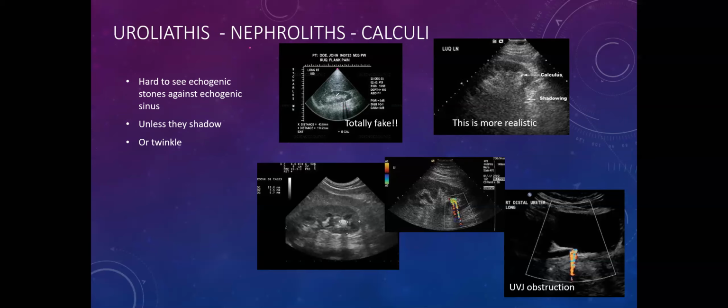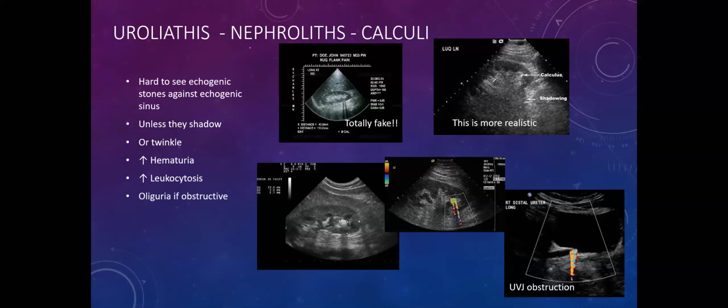And most stones, not all, but most stones are going to be found in the sinus, the echogenic portion. So hard to see unless they shadow or twinkle. Increased hematuria, increased leukocytosis, oliguria if obstructive. So this is a realistic image. And even that, yeah, okay, that's probably the stone right there. Little tiny stone there with a little tiny shadow.